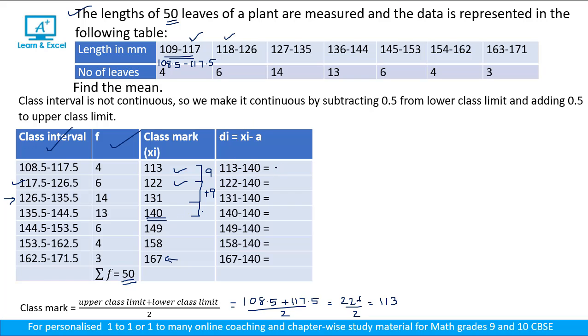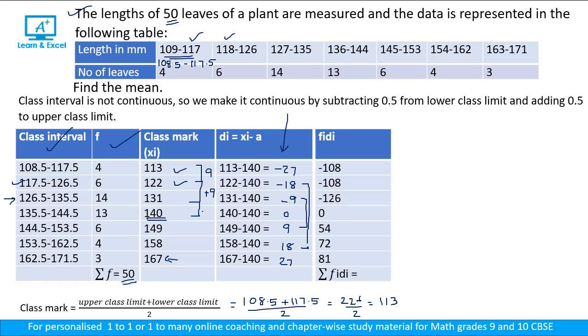So we get 113 minus 140 will be minus 27. Here it is minus 18, then minus 9, 0, 9, 18 and 27. If we look at this column, we can see that the numbers above 0 and below 0 are symmetric. Here we have 9 and minus 9. The numbers are same but the signs are different. Here again 18 and minus 18, the signs are different but the numbers are same. So if we get numbers like these, we have not made any calculation mistake.